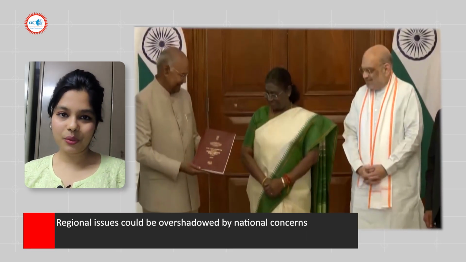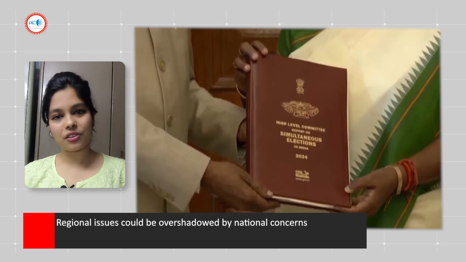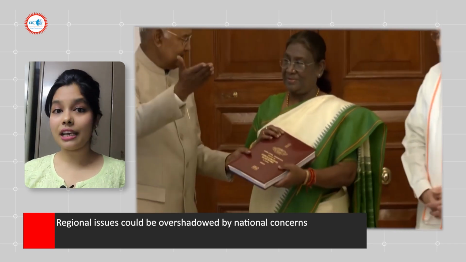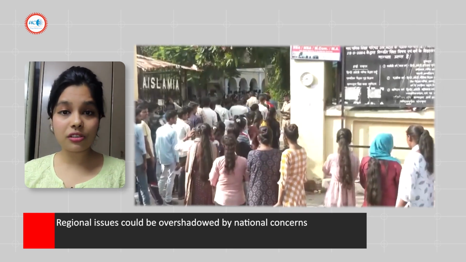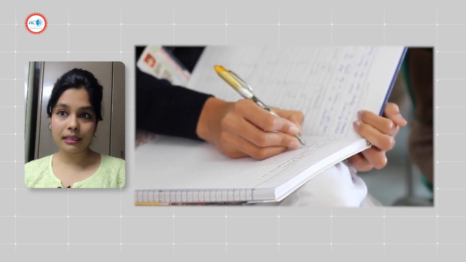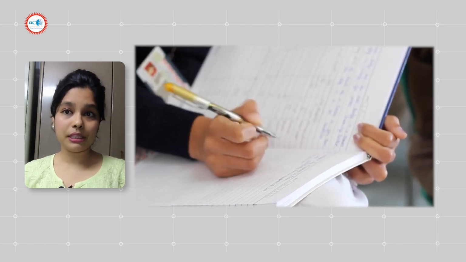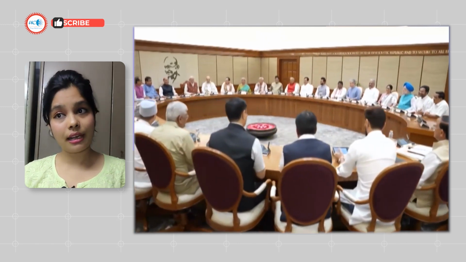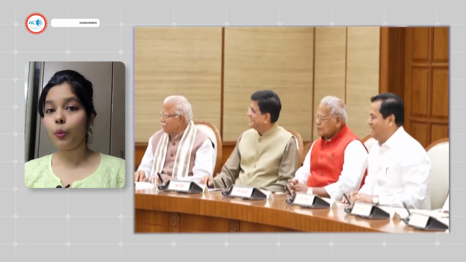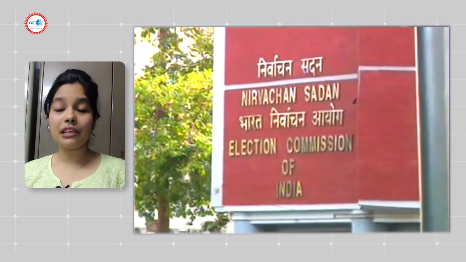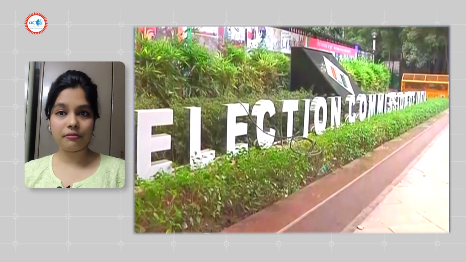Now we will see the negative part of it. However, critics of the proposal argue that regional issues could be overshadowed by national concerns. India is a diverse country, we all know. So when it comes to regional issues, we should not take a back seat on that. If all elections are held simultaneously, India's federal structure grants power to both the center and the state. We all know that India is a federal state where the center and states have a division of powers, and in that case, critics say that simultaneous elections may erode the importance of state governments.